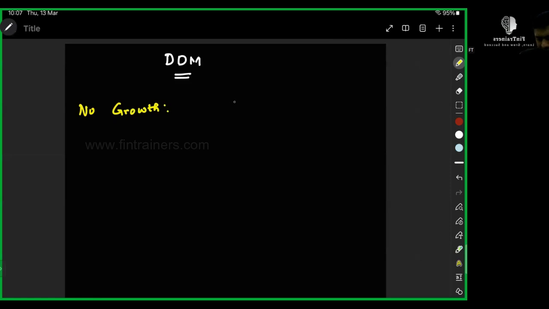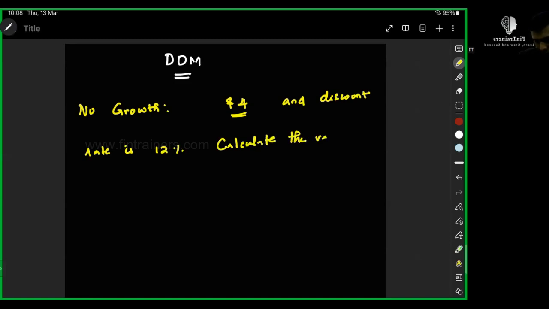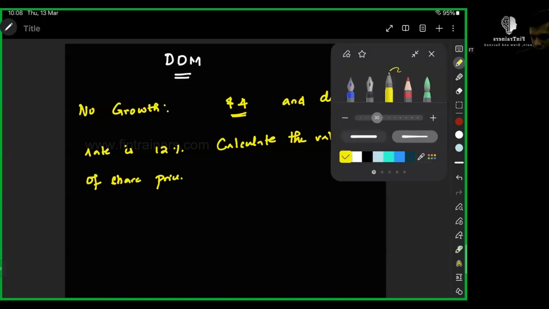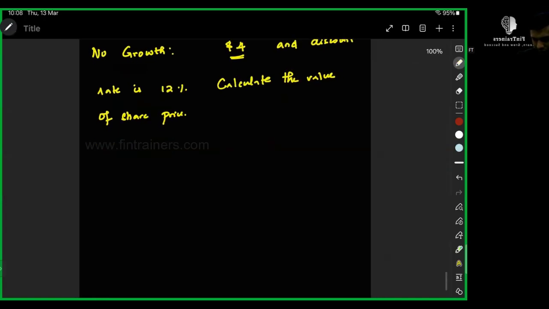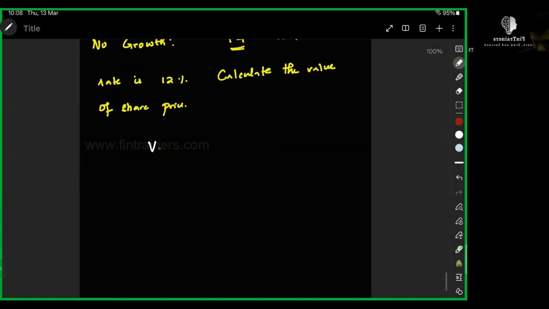If I told you that a dividend is $4 and the discount rate is 12%, calculate the value of this company, assuming no growth, the share price value. For a no growth scenario, the valuation today is your dividend, a constant dividend since there is no growth, divided by your discount rate.